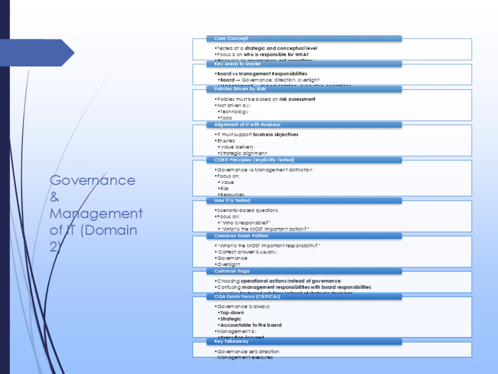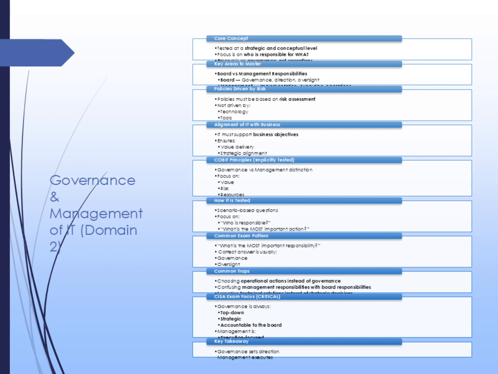Governance is typically performed by the board or executive leadership and focuses on direction, oversight, accountability, and ensuring IT supports business objectives. Management, on the other hand, focuses on implementation, execution, operations, and day-to-day activities. Another important principle is that policies should always be driven by risk. Policies are not created based on convenience, tools, or technology alone. Instead, they should be developed based on business objectives, risk assessments, regulatory requirements, and organizational priorities.